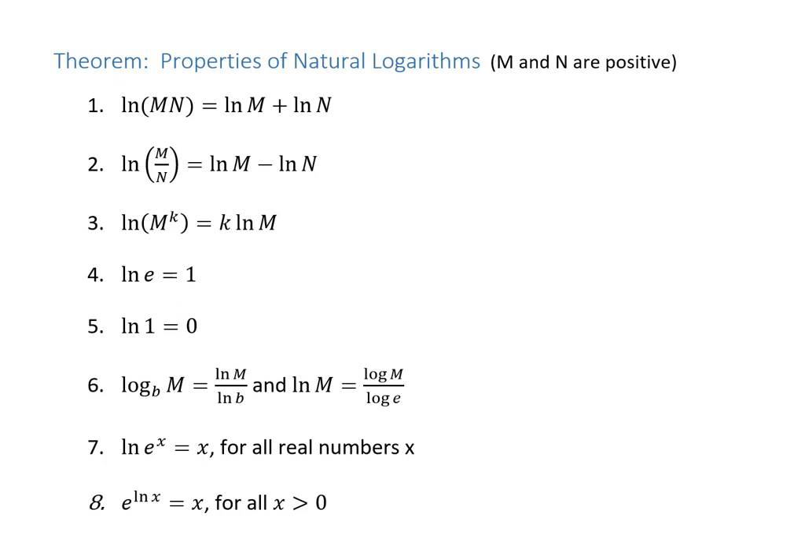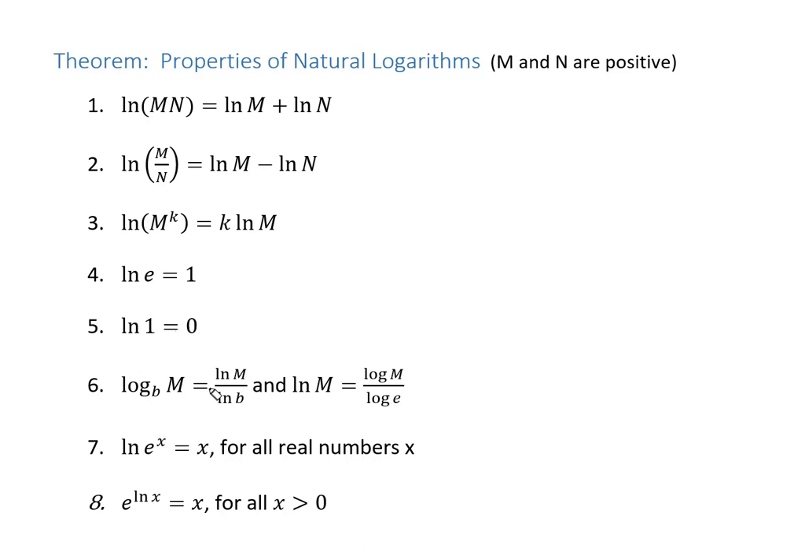And I just want to review some properties of natural log. If we have multiplication inside our argument, then that can turn into addition of separate logs. If we have division inside our argument, that turns into subtraction of separate logs. And if we have the natural log of something to a power, you can take that power and make it a coefficient. Now natural log of e will always be 1. Natural log of 1 will always be 0.